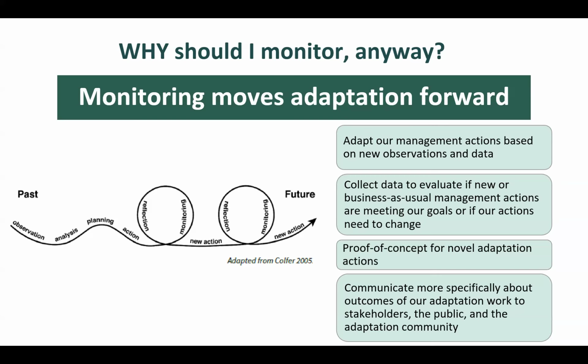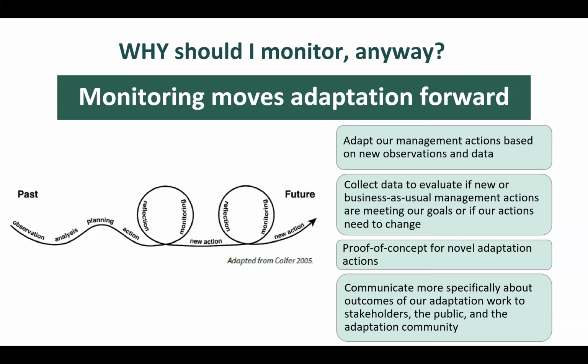Despite this, monitoring is crucial to the adaptation planning process because it moves adaptation forward. It allows us to adapt our management actions based on new observations and data, and collect data to evaluate if new or business as usual management actions are meeting our goals or if our actions need to change. It provides proof of concept for novel adaptation actions that we might be implementing. And it allows us to communicate more specifically about the outcomes of our adaptation work to stakeholders, the public, and the adaptation community at large.